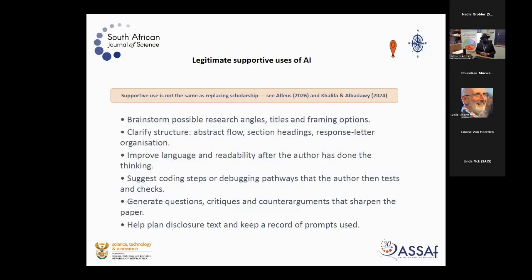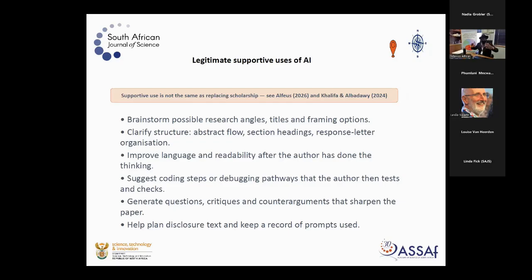And of course, the supportive use is also very important. I've also cited from Cardiff and Upvoted, who published the core principles of the ethical use of AI. And you can also look at my guest editorial about how one can actually make supportive use of AI.